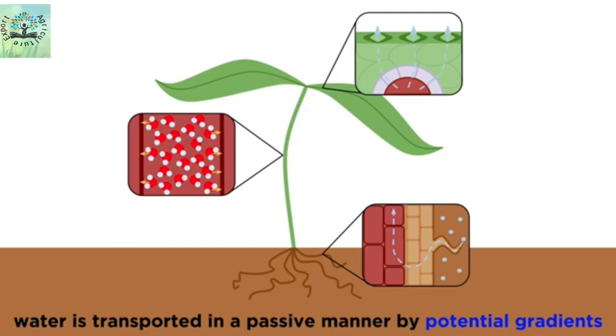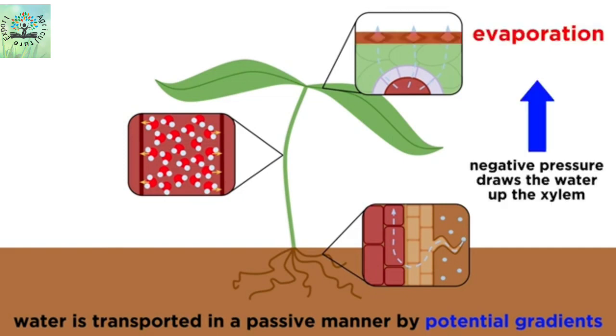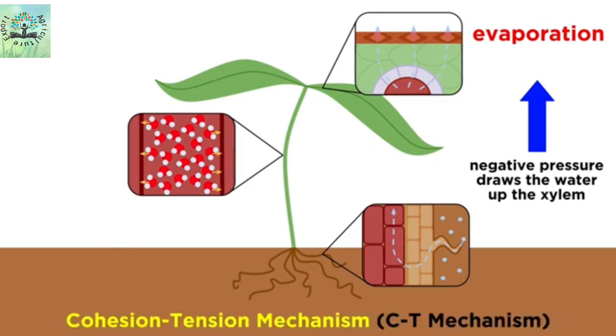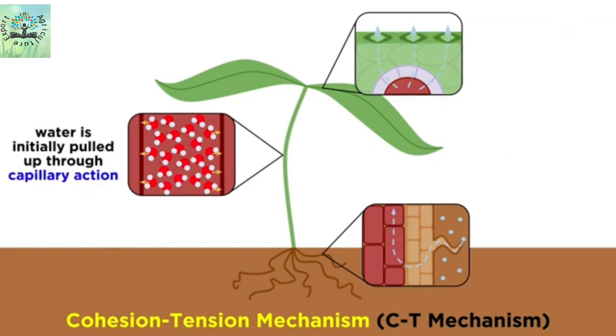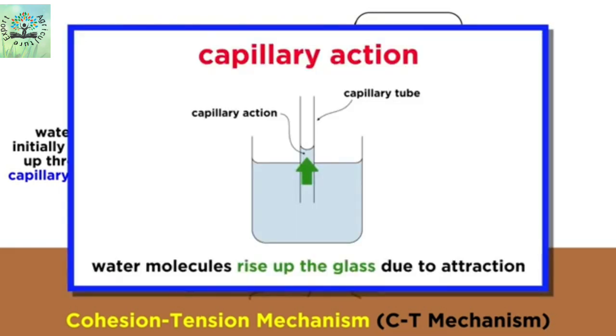Specifically, this movement is driven primarily by potential differences in water caused by the negative pressure differential generated by the evaporation of water from the leaves. This process is known as the cohesion tension mechanism, or CT mechanism. Essentially, the water is initially pulled up through the xylem due to the cohesive and adhesive properties of water, in this case referred to as capillary action, which we discussed in the general chemistry series.